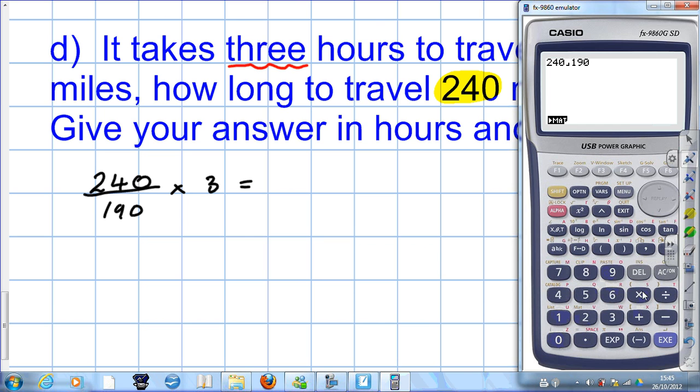And I get the... Now, it's given me the answer as an improper fraction. Most calculators have got the ability to change that. Now, if we look on this one here, it's the one in yellow. So I've got to press Shift first, and then it's converting to mixed numbers. And the answer as a mixed number is 3 and 15 over 19 hours.